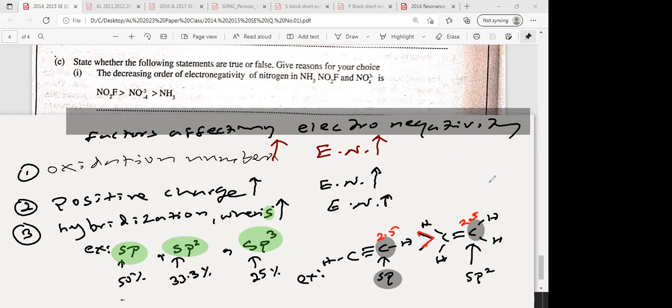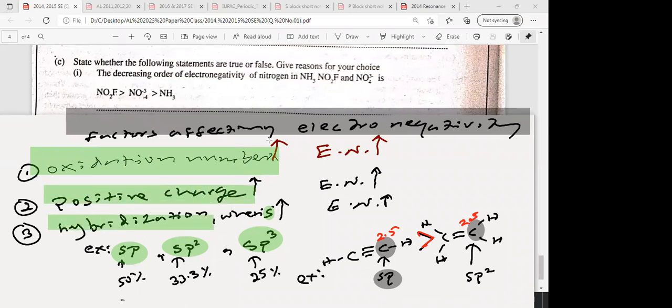Then next one. What are the factors affecting electronegativity? Number 1, oxidation number. Higher the oxidation number, higher the electronegativity. Number 2, positive charge. Higher the positive charge, higher the electronegativity. Number 3, hybridization. When the S character goes up, electronegativity increases. Please write it. Charge means positive charge. Charge, oxidation number, hybridization. Those are the 3 main factors that affect the electronegativity.